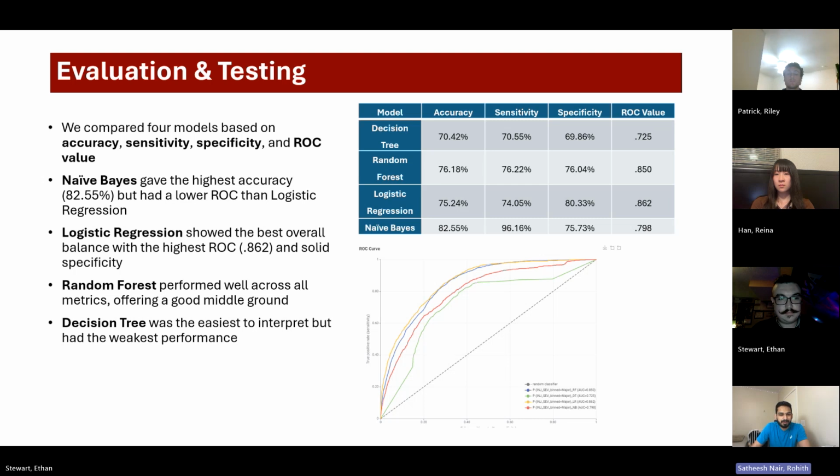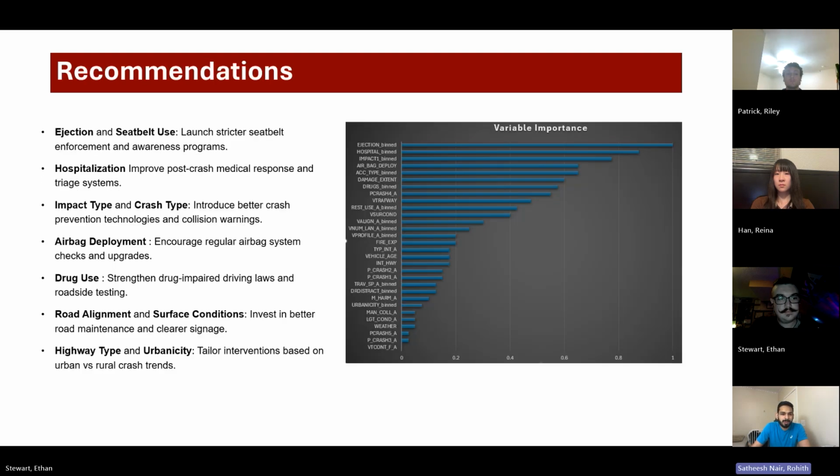And moving forward towards our observations and recommendations. Based on the key variables influencing injury severity, we have several targeted recommendations. First of all, stricter seatbelt enforcement and public awareness campaigns are crucial, since whether the restraint system was used or not, including the seatbelt, matters a lot towards the intensity of the injury.